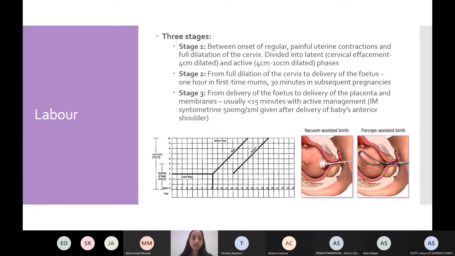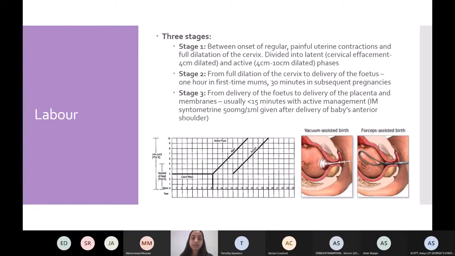And then, like we said, second stage is full dilatation of the cervix to delivery of the fetus. And again, it varies between whether you've had children or not. So for a first time mum, we would say average is 1 hour, but we would give up to 3 hours before we decided to think about adding in some help. Or in multiparous women, 30 minutes is roughly the average, but again, we would give up to 2 hours before adding in some help.